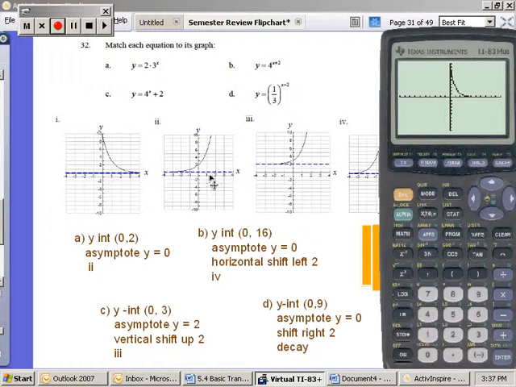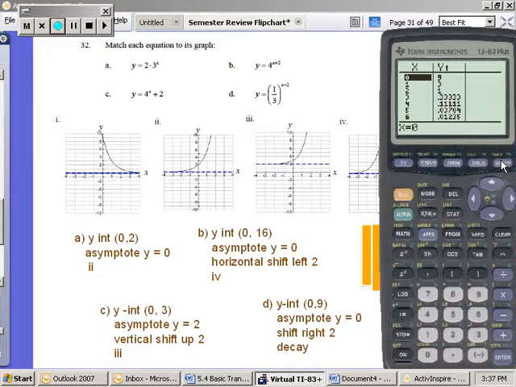Graph 1 matches with equation letter D. The y-intercept is 9. Anything raised to the 0 power is 1. And also 1 minus 2 is 1/3. It's a negative 2, so you flip the fraction, you get 9. The asymptote is 0 because I do not have a k value. It shifts to the right 2 places, and it's a decay.